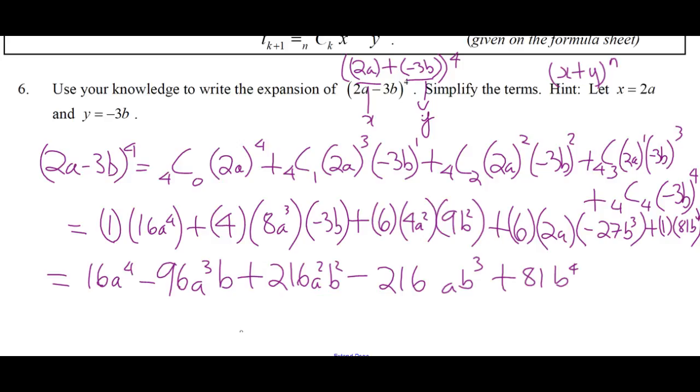Oh, because that's a 4, not a 6. Okay, that's why it's B6. I multiplied correctly, I just had the wrong number for this 4 choose 3.